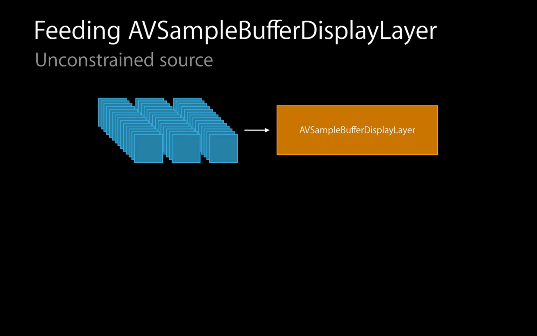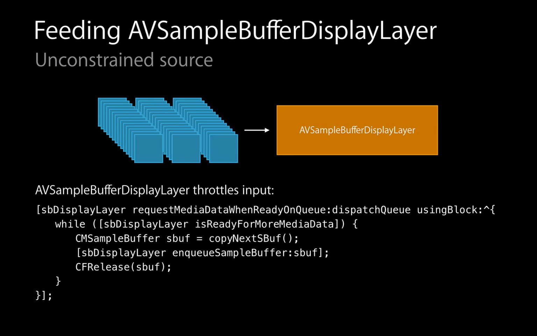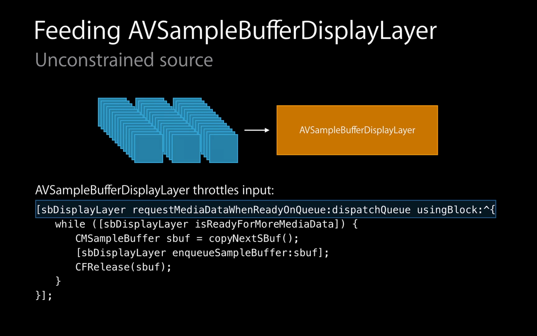What you want to do: the AV sample buffer display layer can tell you when its internal buffers are low and it needs more data, and you can ask it when it has enough data. The way you do this is using the request media data when ready on queue. You provide a block in this interface, and AV sample buffer display layer will call your block every time its internal queues are low and it needs more data.